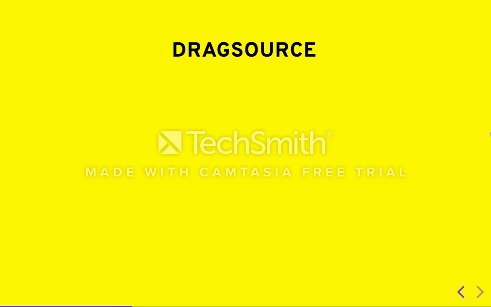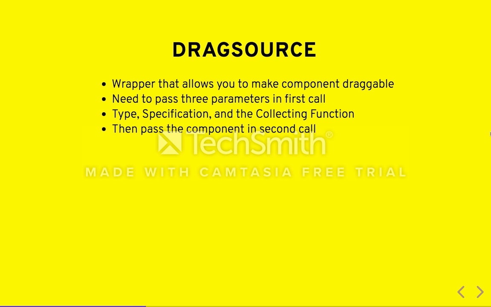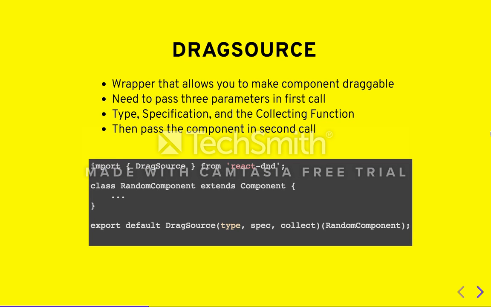Here comes one of the biggest topics in React DND, a drag source. The drag source is a wrapper that will allow you to make all your components draggable. You need to pass in 3 parameters in the first call: the type, the specification, and the collecting function. And then in the second call, you're going to pass in the component itself. For example, let's say we're importing DragSource from React DND and everything else required to make a React component. We define the React component, but we're not exporting it right away. We export default DragSource, and in that first call, we're going to pass it the type, which we already went over, the specification, and the collecting function. And in the second call, we're going to pass it the component itself.